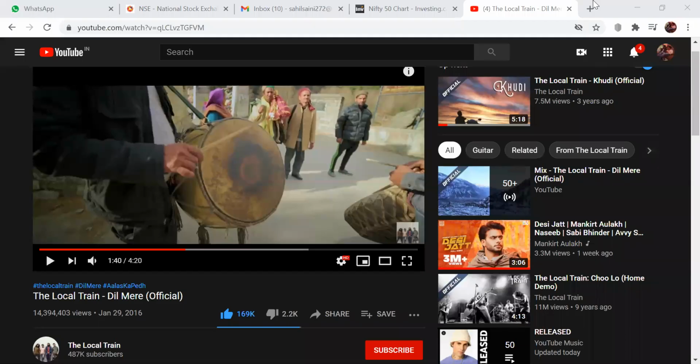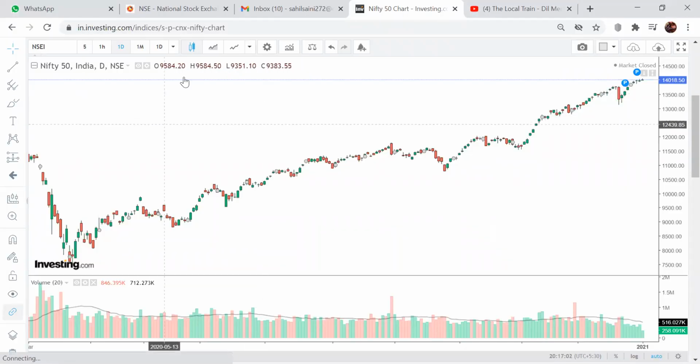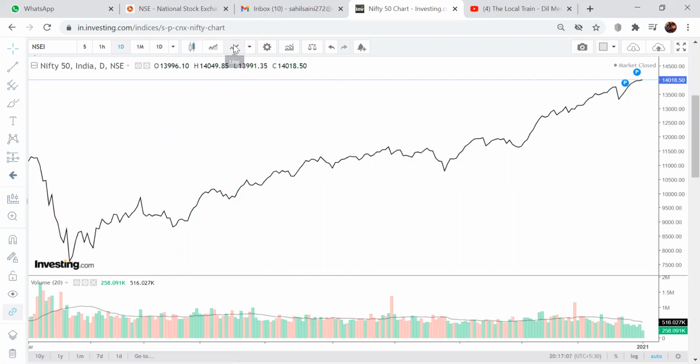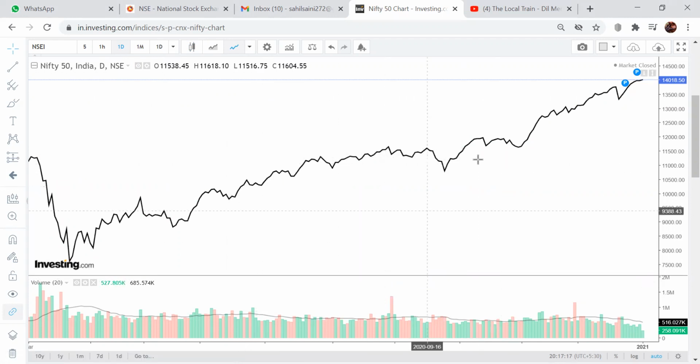Now I'll be sharing my screen. So this is Nifty 50. Let's see the line chart. Let's make it a little darker, so it's now easily visible.